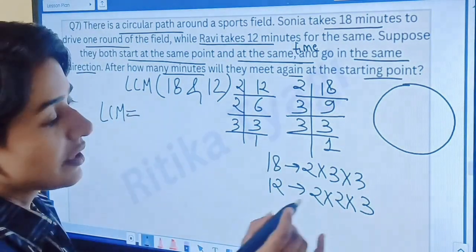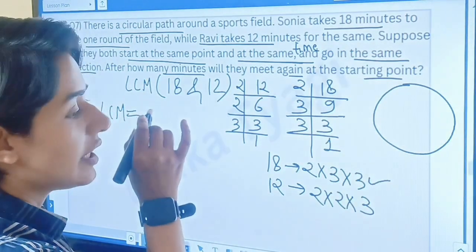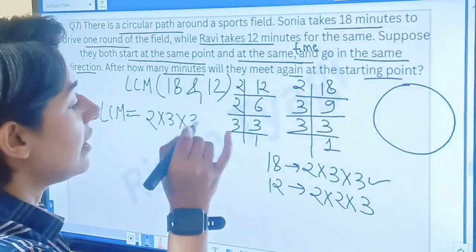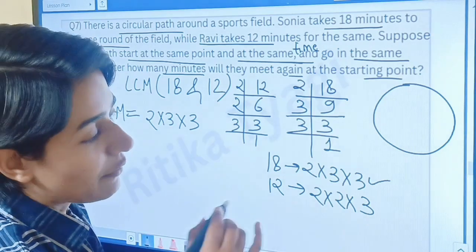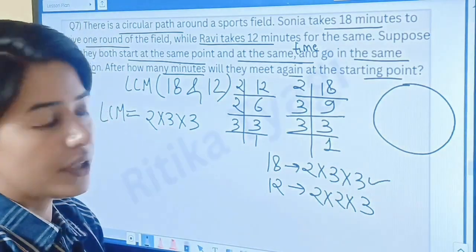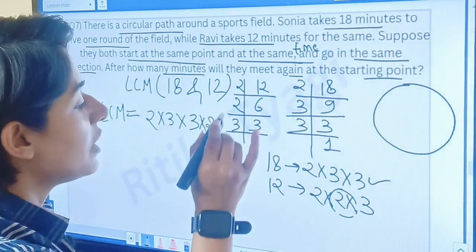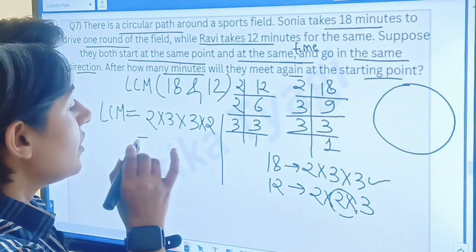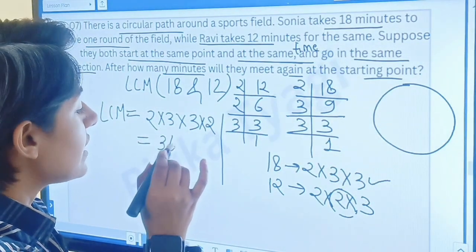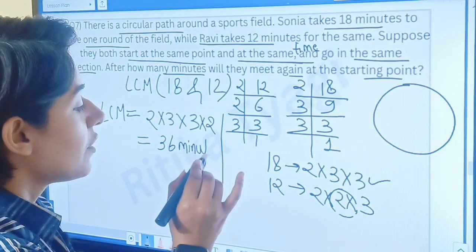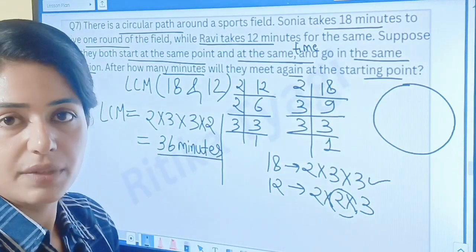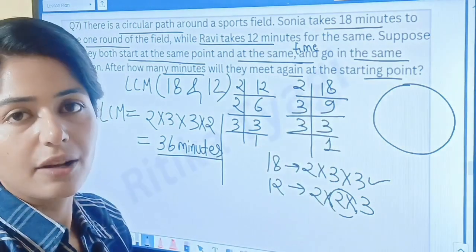LCM for this, we have to take the factors for 18, that is 2 multiply 3 multiply 3. Now we have to take the number which is not included in this. Here 2 is an extra, so we have to multiply it by 2 here. Then we get 36 minutes. So after 36 minutes they meet again at the starting point.